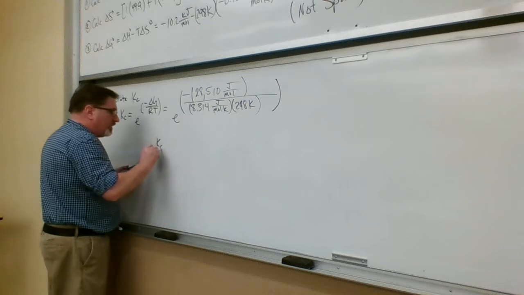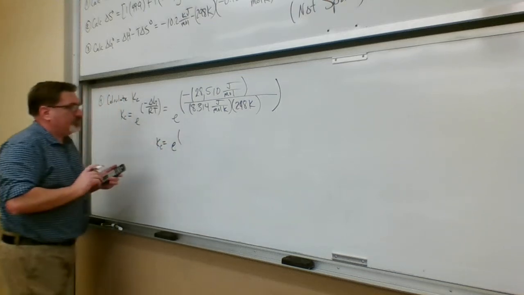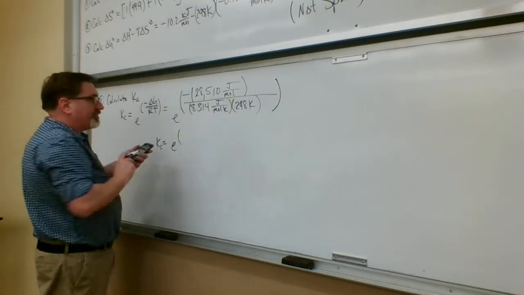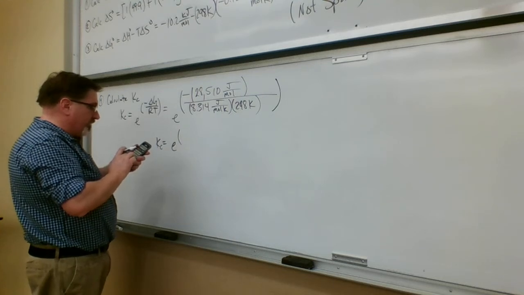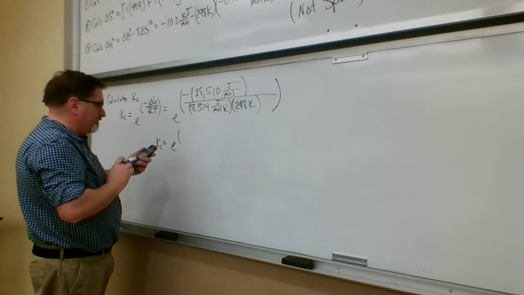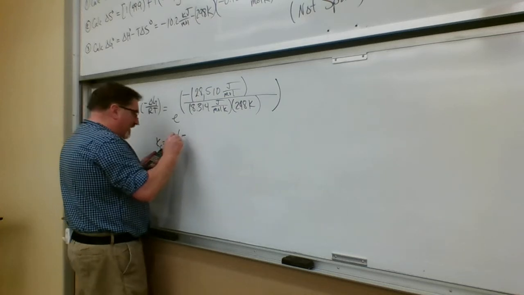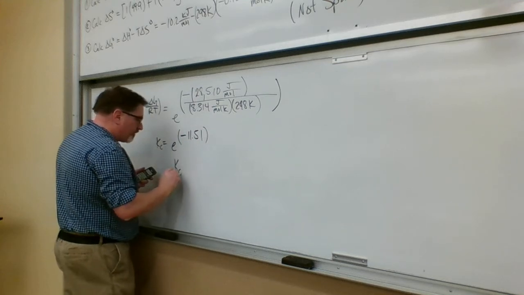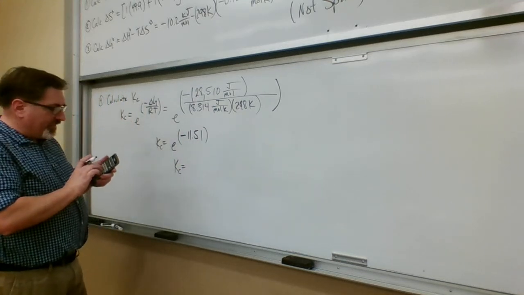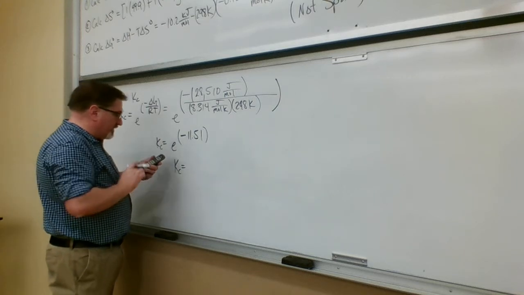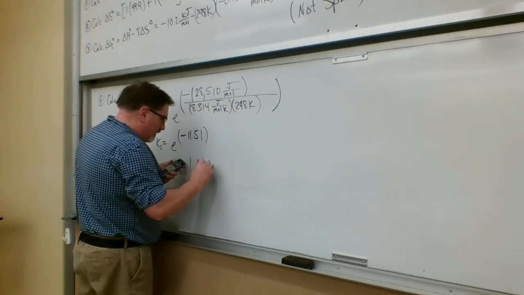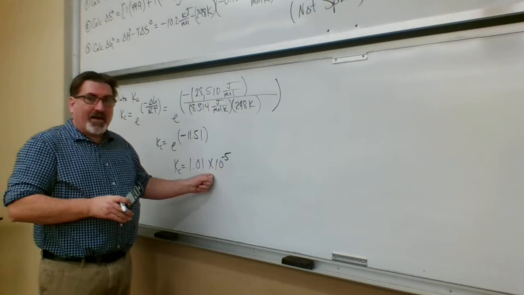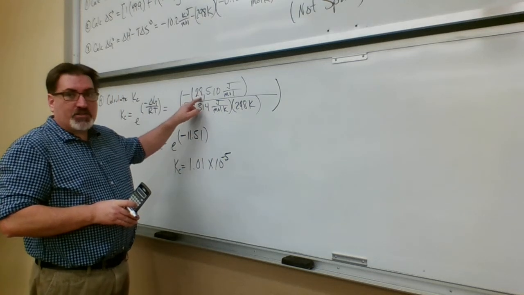All right, so Kc, I'll show my intermediate answer again. 28510, change the sign because of the negative out front, divided by 8.314, divided by 298. So it's e to the minus 11.51. Second function, natural log of what's on our screen. Convert to scientific notation, 1.01 times 10 to the minus fifth. We should expect a small K value because we had a positive delta G.